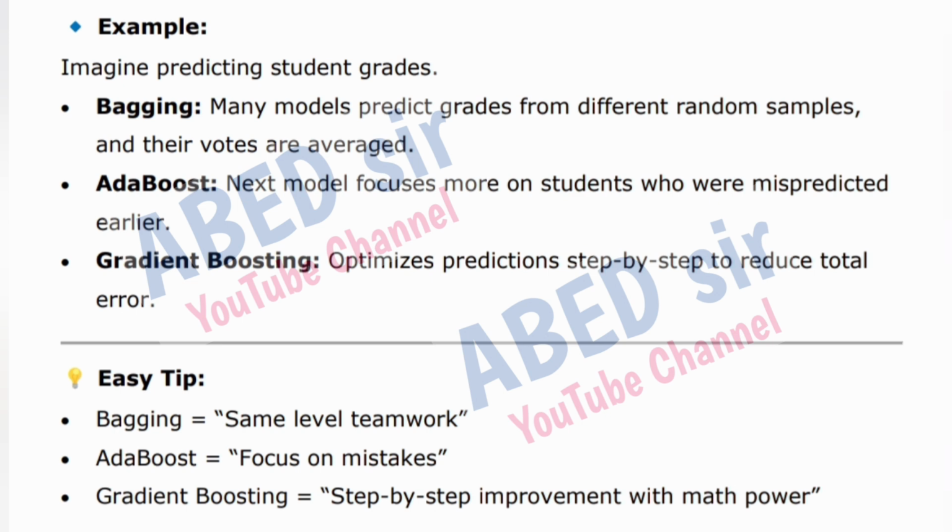Bagging: many models predict grades from different random samples, and their votes are averaged. AdaBoost: the next model focuses more on students who were mispredicted earlier. Gradient boosting optimizes predictions step by step to reduce total error.